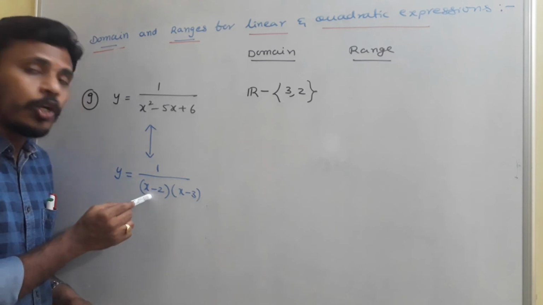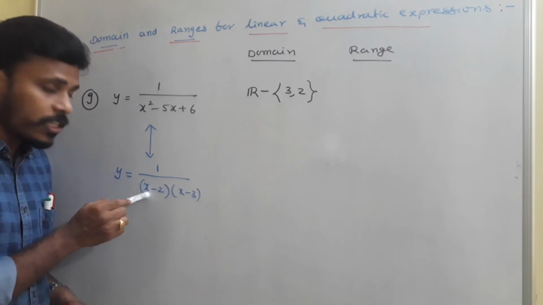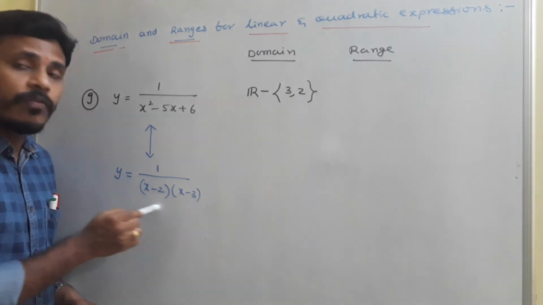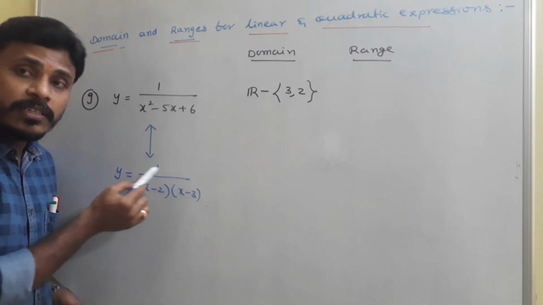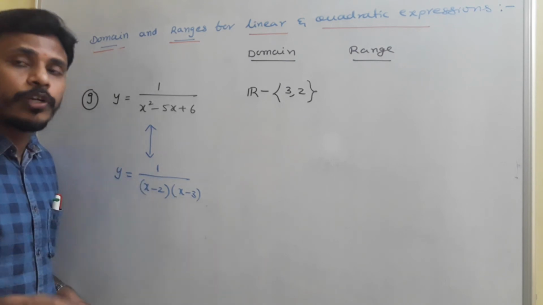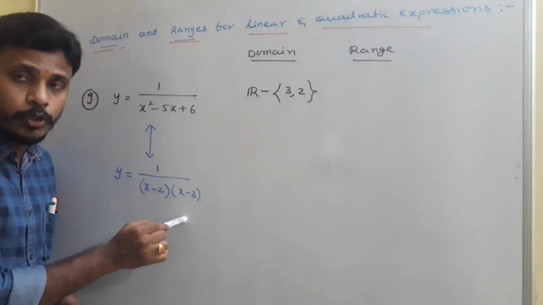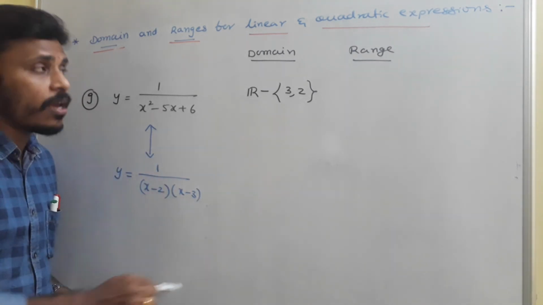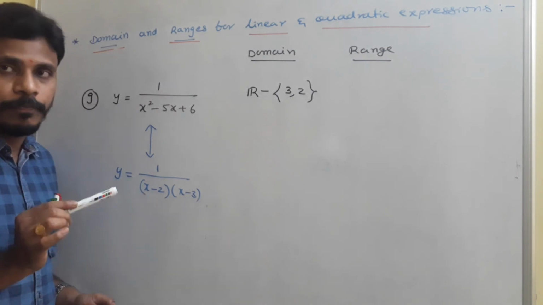And that's why we need to eliminate the values of x where the denominator is 0. If x is equal to 2, the denominator will become 0, so avoid it. If x is equal to 3, still the denominator is 0, again you need to avoid it. So if x is equal to 2 or 3, the value does not exist, and that's why the domain is all the real numbers minus 2 comma 3.